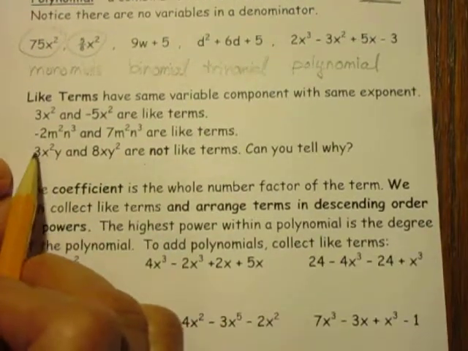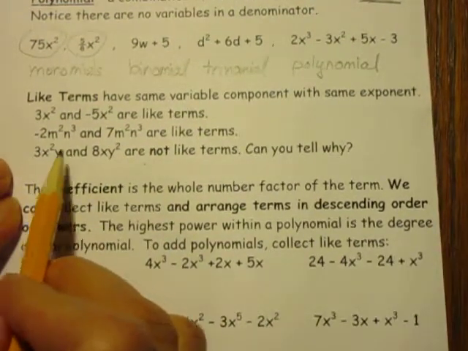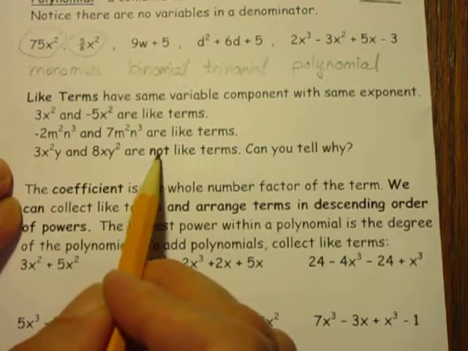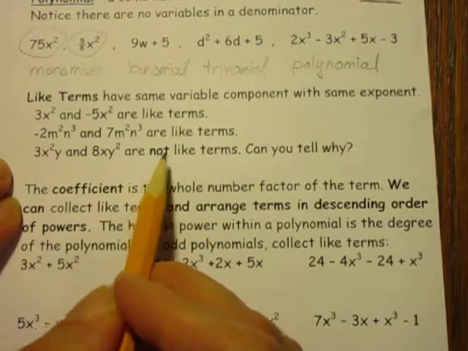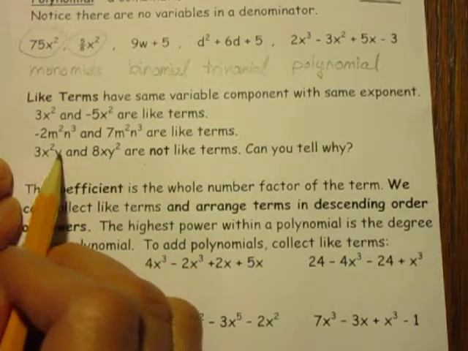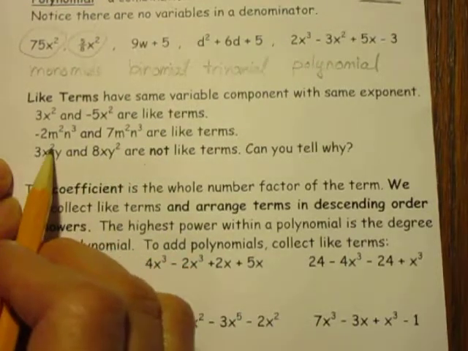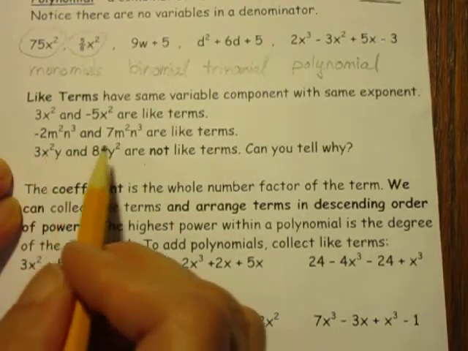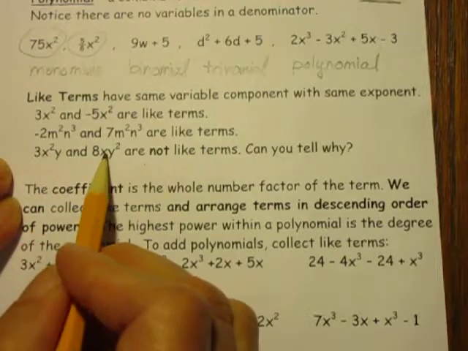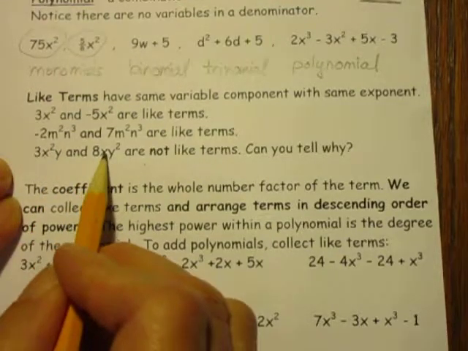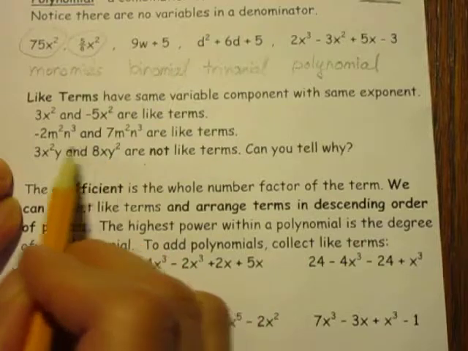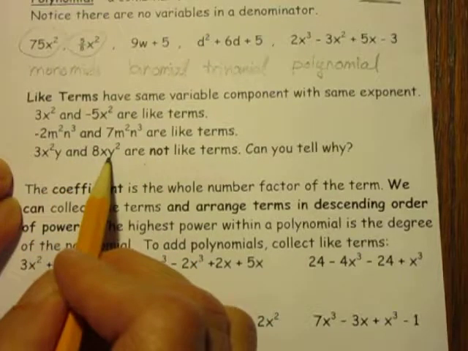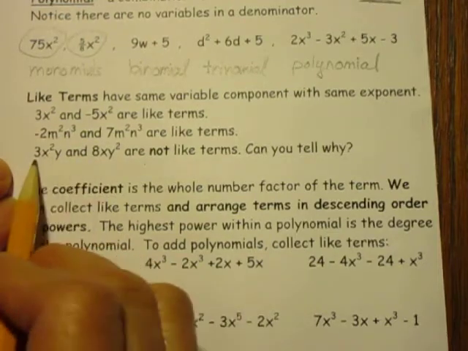But this next one, we've got 3x squared y, and we've got 8xy squared. These are not going to be like terms. If we look at the exponent makeup, they've got the same variables, but the exponents are different. So here, in this first one, the x is squared, and the y is not. But in our second term, the x is not squared, but the y is. These are not like terms because they do not have the exact same exponent makeup. We could not collect those out front.